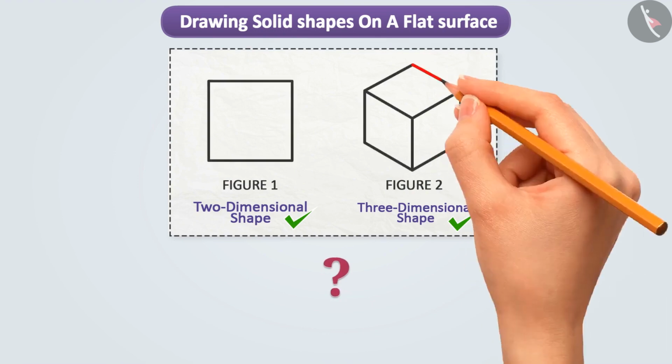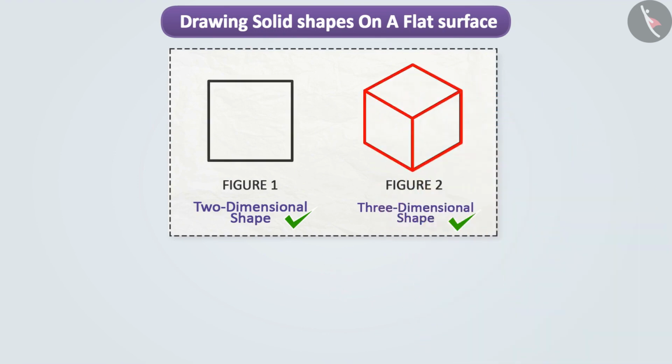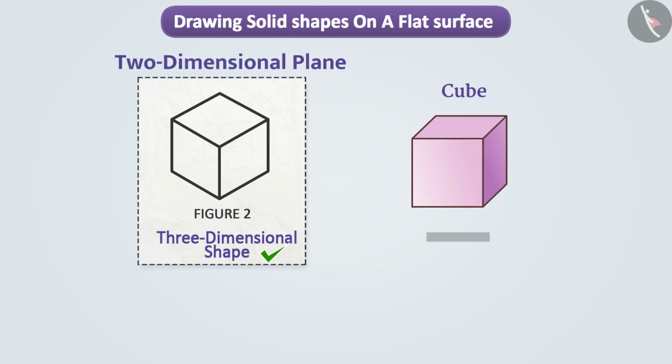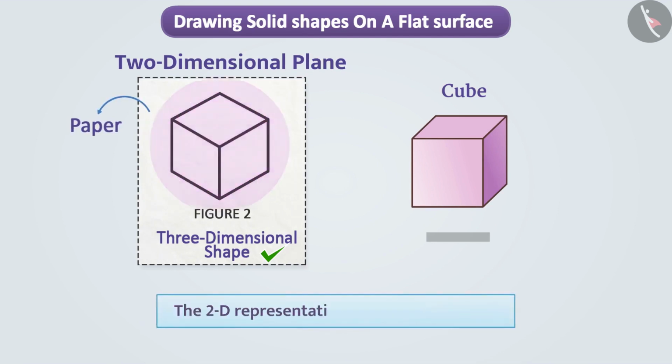The reason is the art of drawing them. When a solid shape is shown on a flat surface, the faces drawn are slightly distorted, which shows the shape as a 3D figure. In this way, we can draw any 3-dimensional figure on a 2-dimensional plane, like on a paper. We call this the 2D representation of a 3D solid figure.